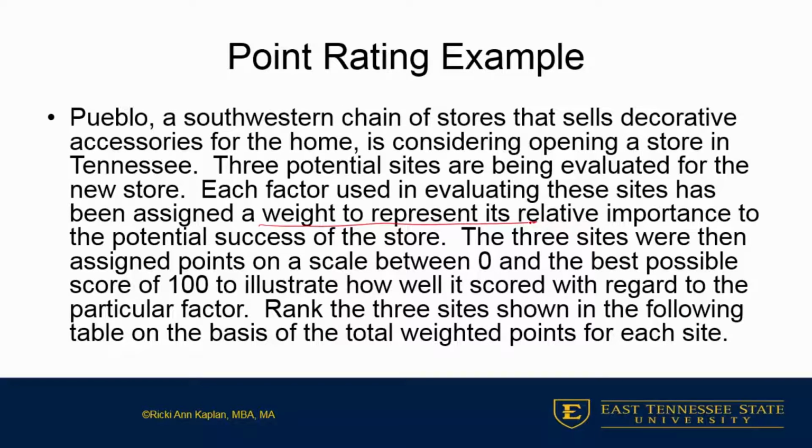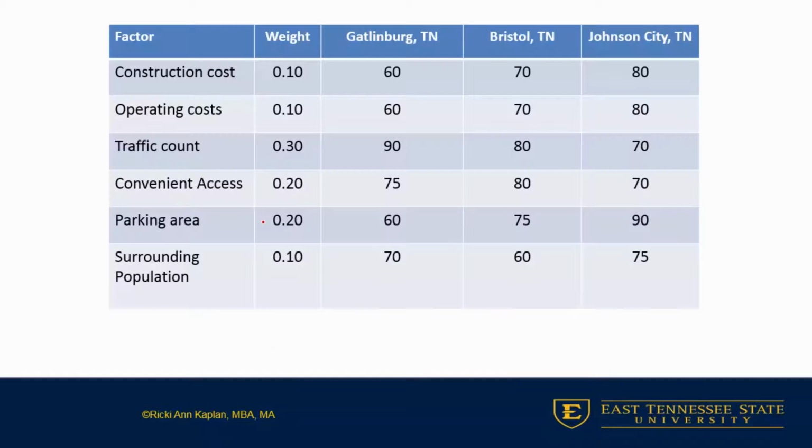Okay? This right here is the qualitative part of this, where you are calculating and deciding what the weights should be. The 3 sites were then assigned points on a scale between 0 and the best possible score of 100 to illustrate how well it scored with regard to the particular factor. Again, you're giving them these scores. Rank the 3 sites shown in the following table on the basis of the total weighted points for each site. So we're looking at Gatlinburg, Bristol, and Johnson City that Pueblo wants to open up this store at.